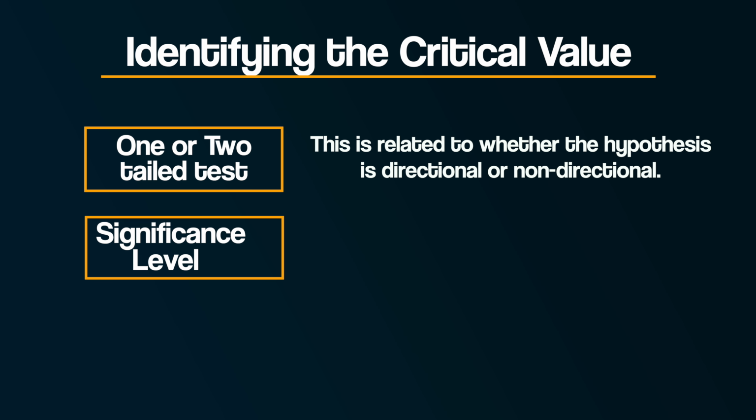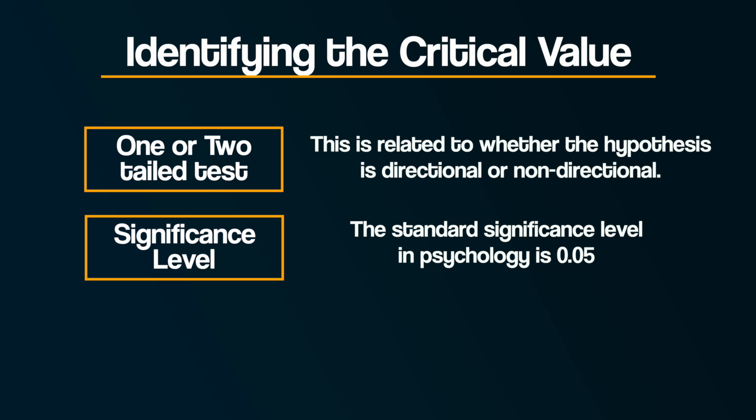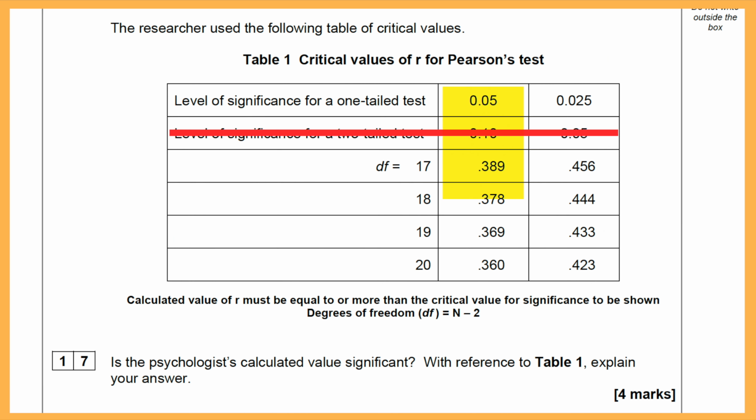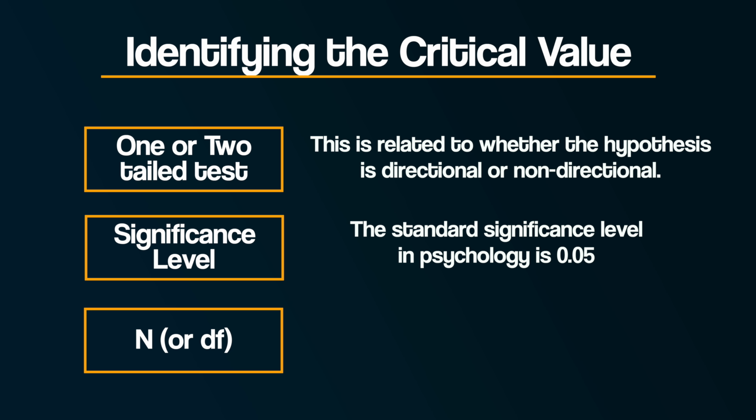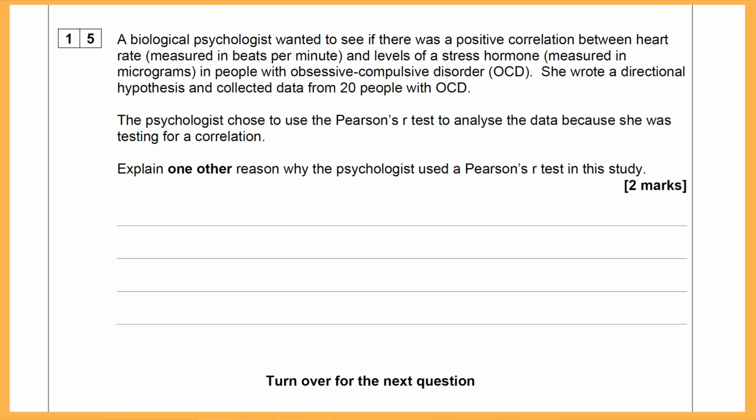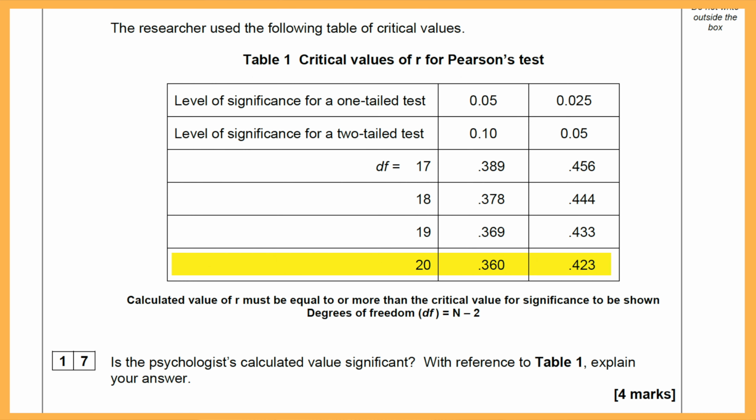The second piece of information you need is the significance level, and the standard significance level in psychology is 0.05 unless the question states otherwise. This now means that we are interested in this column. The final piece of information is N, which is the number of participants, or for some statistical tests, including this one, it's DF, which stands for degrees of freedom. Now don't worry too much about what that means. If we look back again at the study scenario, it stated that there were 20 people. So now we're looking at this row.